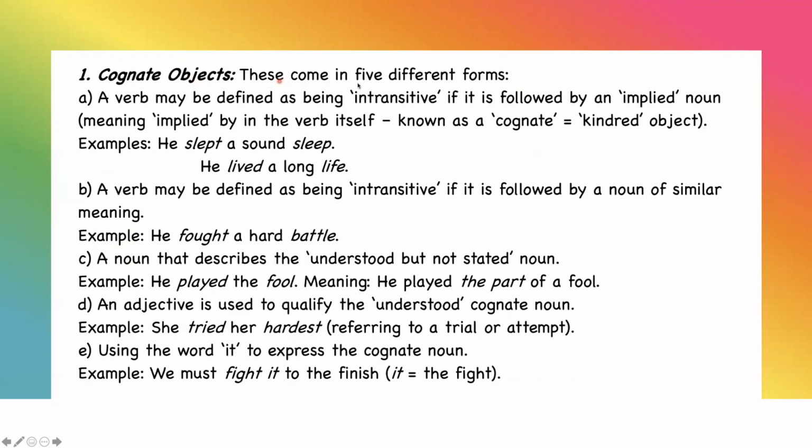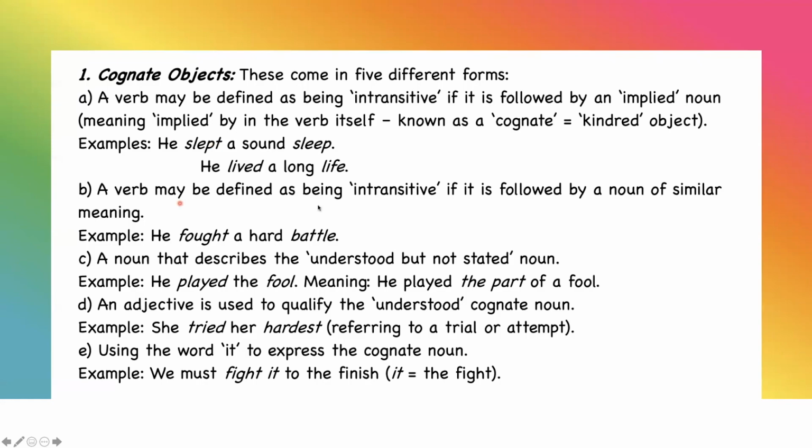Cognate objects are in 5 different forms. First one, a verb may be defined as being intransitive if it's followed by an implied noun, meaning implied in the verb itself, known as a cognate, a kindred object. For example, he slept a sound sleep. Slept and sleep are related. He lived a long life. Lived and life are related.